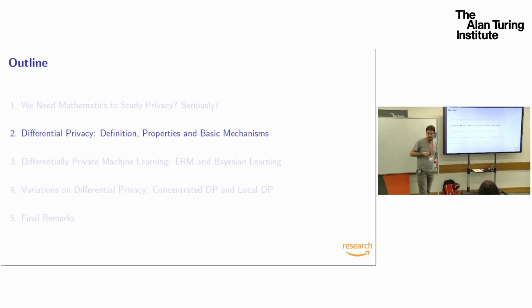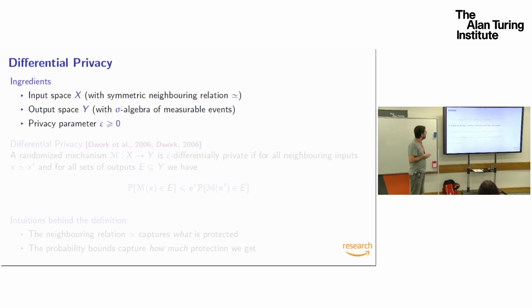Okay, so enough blah, blah, blah. Let's go to the math. Okay, differential privacy. We need to define it.